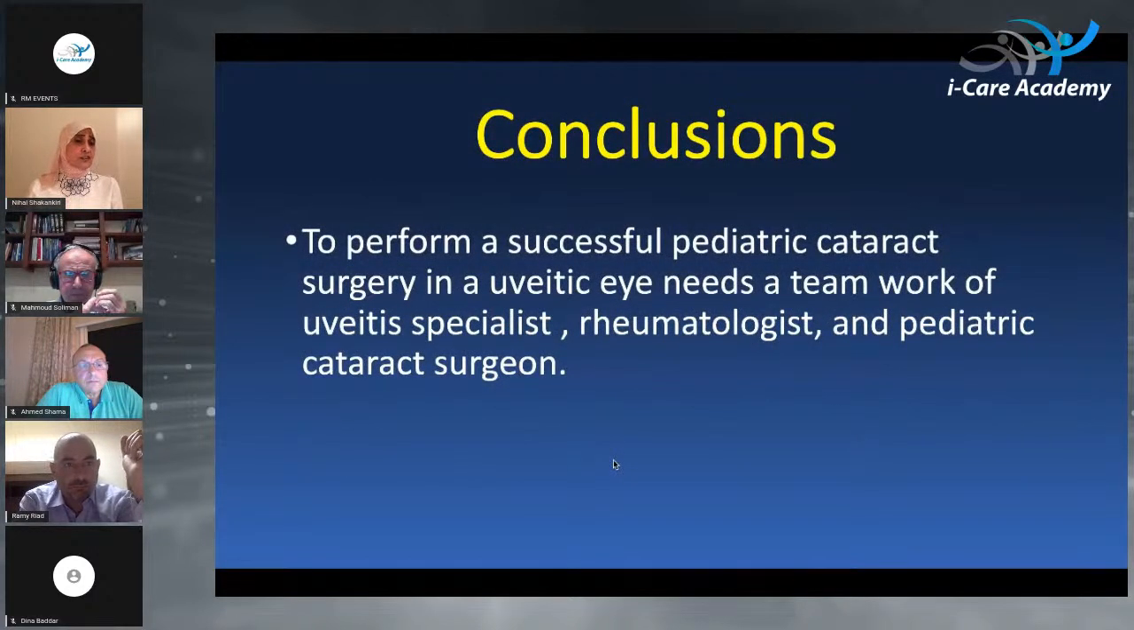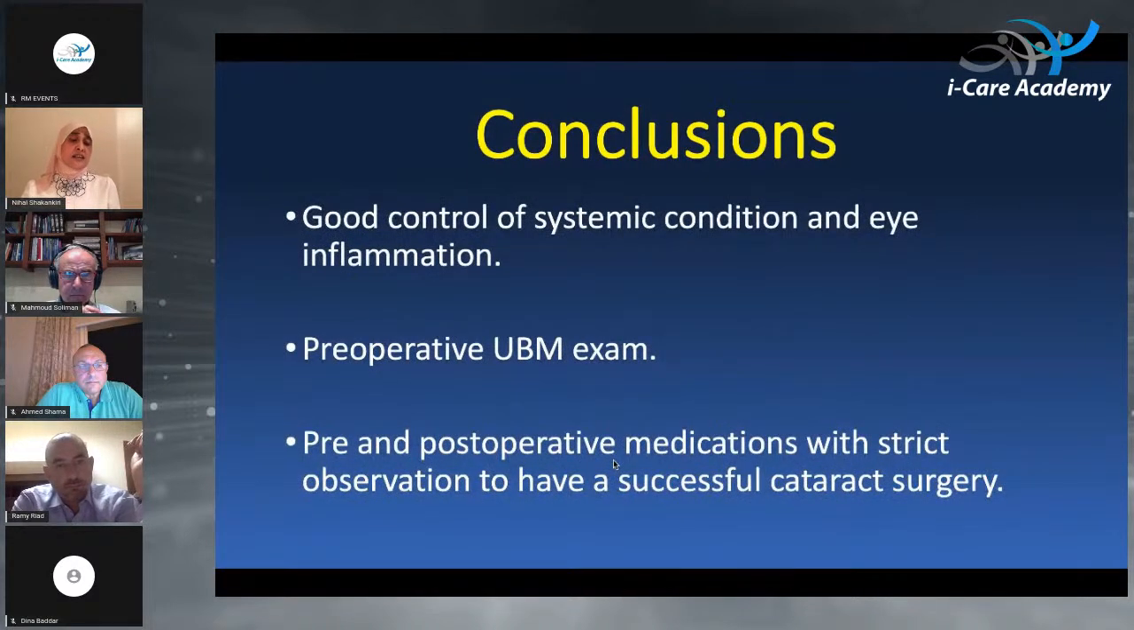And finally, to conclude, to perform a successful pediatric cataract surgery in uveitic eye needs a teamwork of a uveitis specialist, a pediatric rheumatologist, and a pediatric cataract surgeon. The success is not only related to a successful surgery, but actually to this teamwork. They have to go together as a team, and there should be a good control of the systemic and eye inflammation.